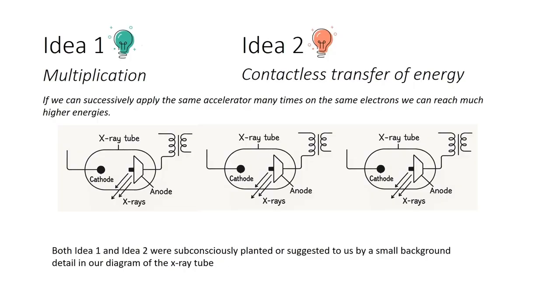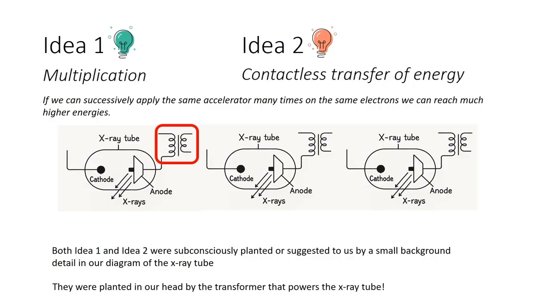Now here comes the plot twist. Even though idea 1 and idea 2 are perfectly logical and make perfect sense, they were actually subconsciously planted or suggested to us by a small background detail in our diagram of the X-ray tube. Can anyone guess what that background detail is? If you guessed the step-up transformer powering our X-ray tube, then you guessed correctly.